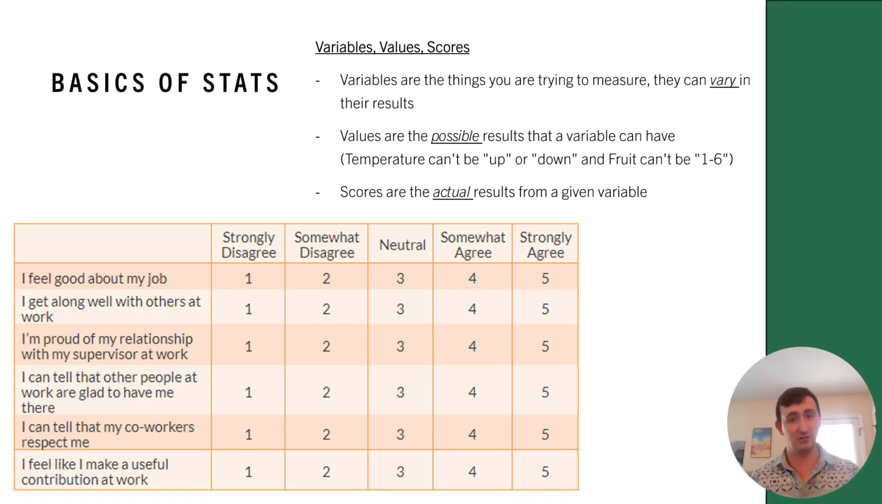Some people might be eating shoes. Not to be measured right now. So values are the different possible results that you can get from a variable, right?